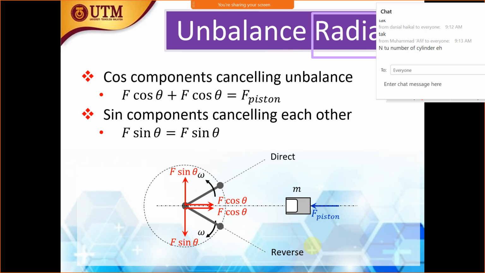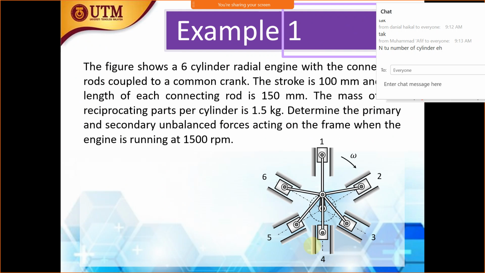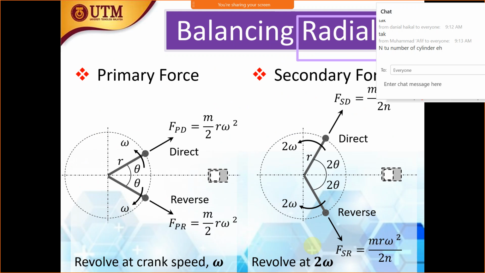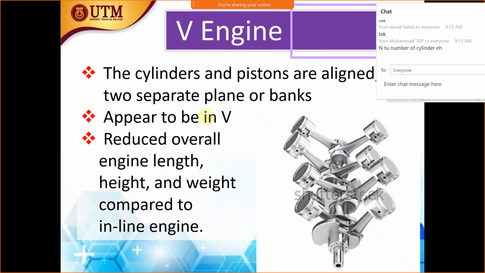Betul lah. Sebab kita ada 4, kan? We have 4. Maksudnya kita darab dengan 4 lah. So asalnya untuk satu silinder, rumus dia macam ni: FPD = M over 2R omega square. Since kita ada 4, so darab dengan 4 lah. Okay, so 4M over 2R omega square.